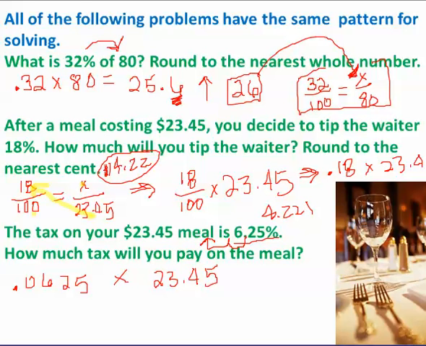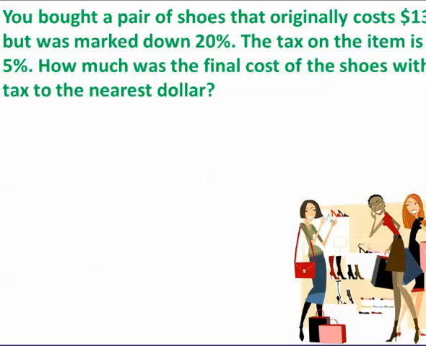Could I have done it as a proportion? Yes. I could have written my percent as a fraction, and then multiplied that times 23.45. Either one would do. I'm going to leave this for you to do on your calculator yourself, and go to the next one. Let's see what else they have in store for you.